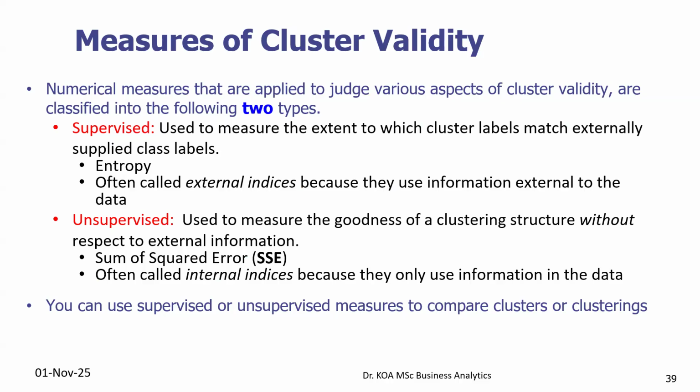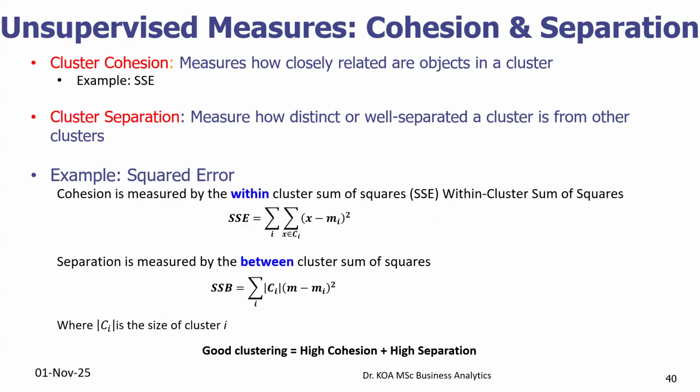So that one will calculate the sum of squared errors. That's the one I told you about. Once you calculate the error, you want the lowest one. And it's also called internal indices because they use information from within the data.